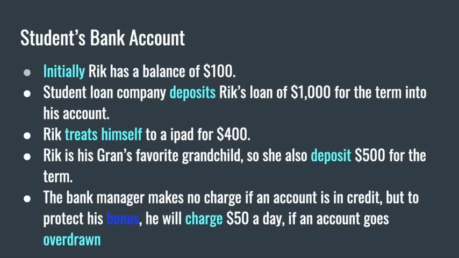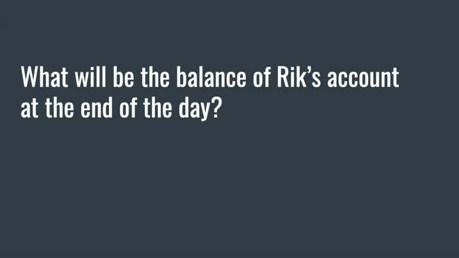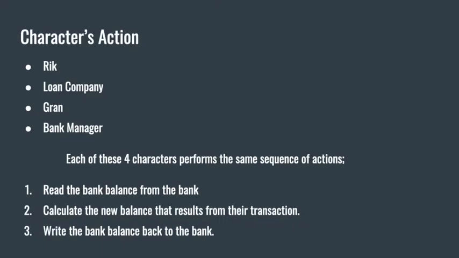So we have four characters here who are directly dealing with Rick's bank account. They are Rick, the student loan company, Rick's granny, and the bank manager. So what will be the balance of Rick's account at the end of the day? Let's see with the characters' actions. Each of the four characters performs the same sequence of actions. First, they read the bank balance from the bank, then calculate the new bank balance that results from the action, and write the bank balance back to the bank.